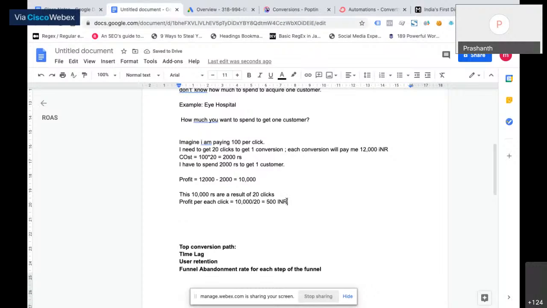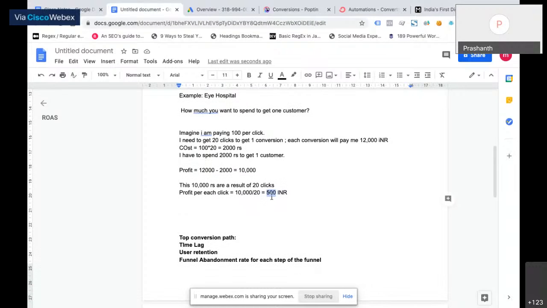Now, when you look at it from this point, whenever you get a click, you were earlier thinking, Prashant, I'm losing 100 rupees. But when you calculate all the numbers, you will realize that every click is getting you 500 rupees profit. When you look at it this way, you don't see that you're losing 100 rupees. Whenever you get a click, you are getting 500 rupees extra.